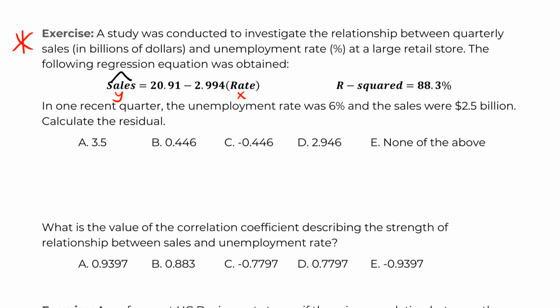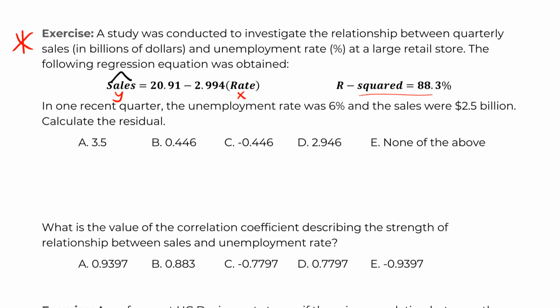So we see here a study investigating the relationship between quarterly sales in billions, okay, so we're trying to predict how much they sell, and unemployment rate at a large retail store. So it looks like, especially because we have a negative slope, as the unemployment rate goes up, sales go down because fewer people are shopping at a retail store. Okay, this makes sense. I'm on board. And then we've got this stuff and we've got our R squared.